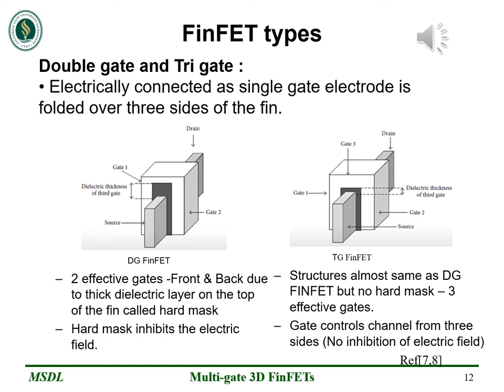Now the third kind is double gate and tri-gate FinFETs. As we've seen earlier, in the independent gate configuration the gates were electrically independent. But in tri-gate and double gate, the gates are electrically connected because a single gate electrode is folded over the three sides of the fin. The only difference is the effectiveness of these three sides. As the name suggests, the double gate FinFET has two effective gates and the tri-gate FinFET has three effective gates. The structures, as we can see, are almost the same except for the fact that in the double gate FinFET, the gate oxide layer is thicker at the top portion of the fin so that only two gates, that is front and back gates, are effective for the control of the channel. The thick dielectric layer on the top of the fin in the double gate FinFET is called hard mask, and due to its thickness, it inhibits the electrical field from the gate. This inhibition is not there in tri-gate, so the gate exerts control on the channel from all three sides.